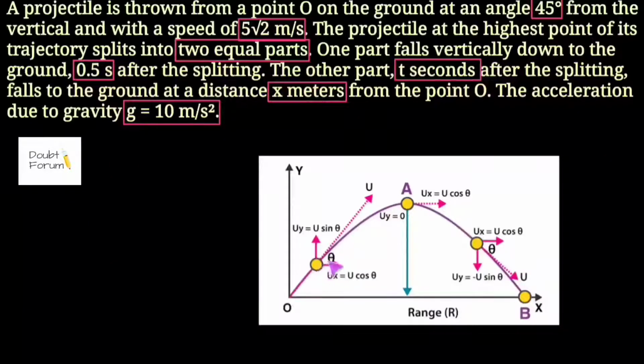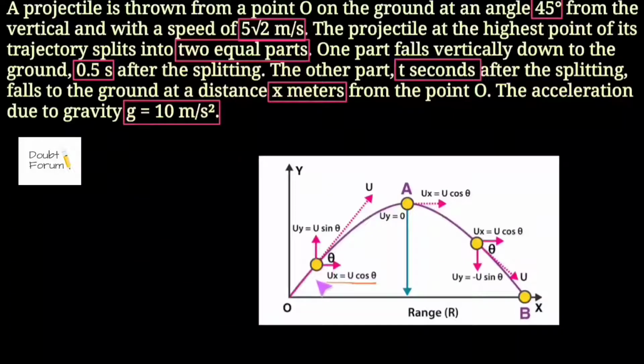Initially, when a body is thrown at an angle of theta degree with the horizontal with a velocity u, it will have its two components. The first component would be in the x direction and we name it as the horizontal component. And in the y direction, its component, we name it as the vertical component. Because of this horizontal component, this yellow body will move in the x direction.